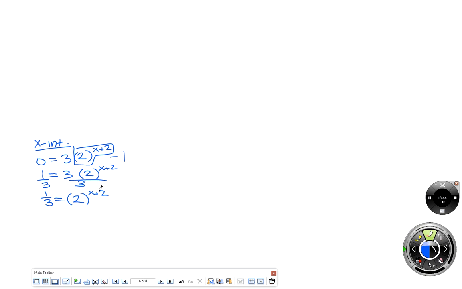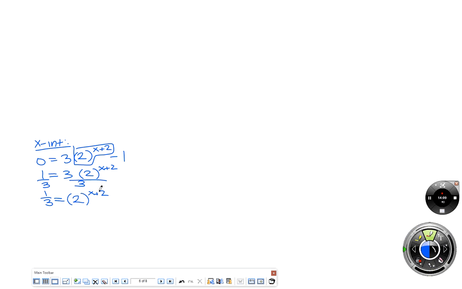Now, one way to solve these was to rewrite them with the same base. Are you going to be able to rewrite 1/3 with the same base as 2? No, they're not both powers of 2 or both powers of 3. So that meant we had to do something more difficult. What was our other option? If we can't rewrite them with the same base, how do we solve an exponent problem when we're stuck? When the x is stuck in the exponent and we don't know how to get it out?